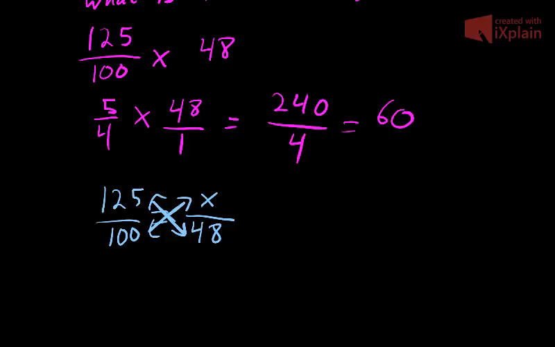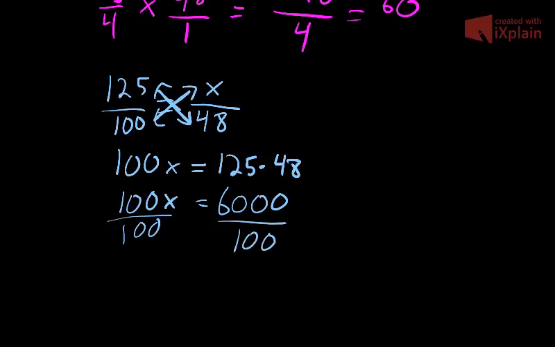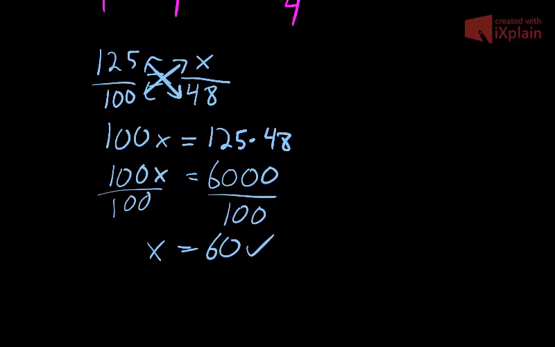And I have 100 times x, which would be 100x equals 125 times 48, which is kind of crazy. But if we end up doing the multiplication there, we find that 125 times 48 is just 6,000 equals 100x. And to solve for x, we can divide both sides by 100, and we get that x equals 60. So it works this way, the same as it works that way. Up here, we see that's also 60. Down here is 60. That means that we are good to go.